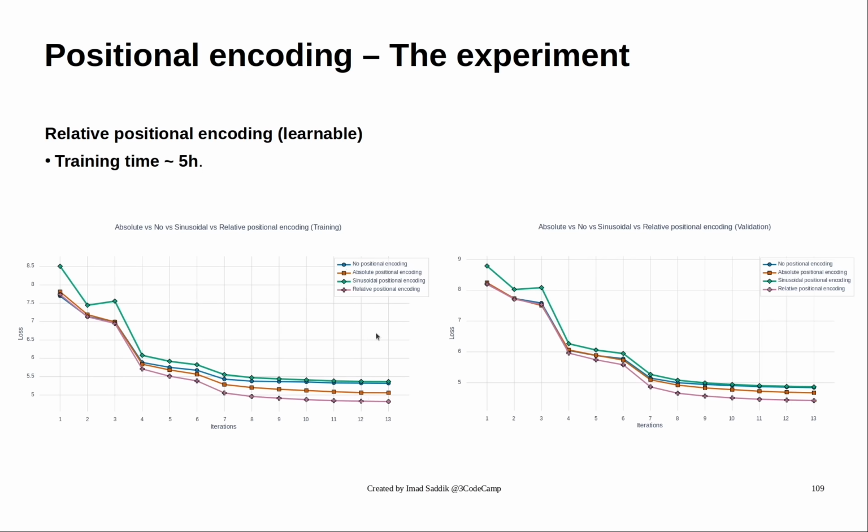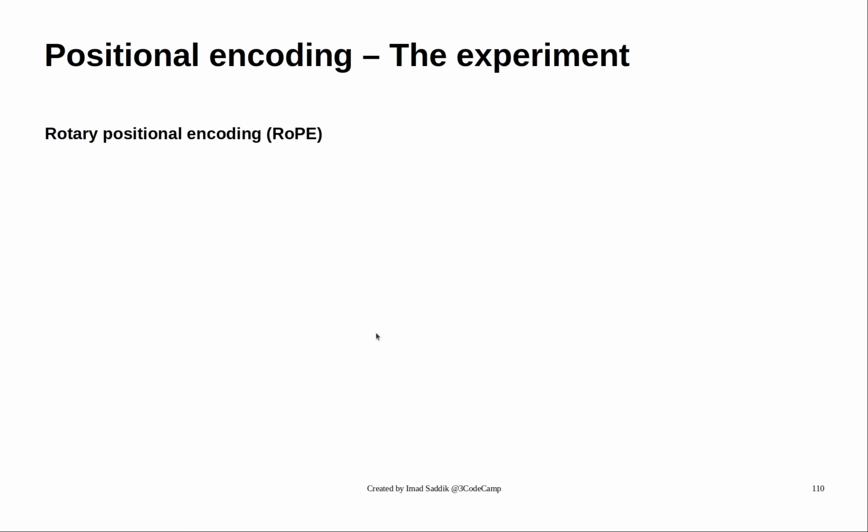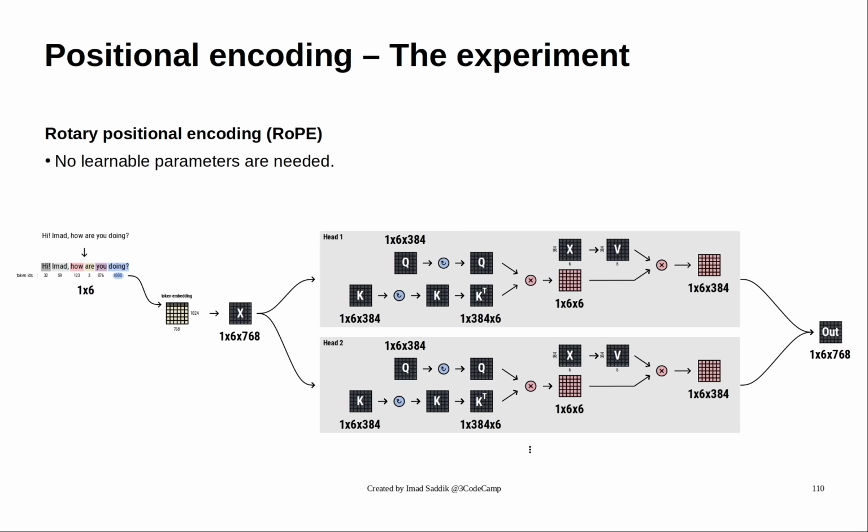Now, we have one more method before we end this video, which is rotary positional encoding. So let's look at that. This method does not add any new parameters. Instead, it modifies the key and query vectors by rotating them before calculating the attention.